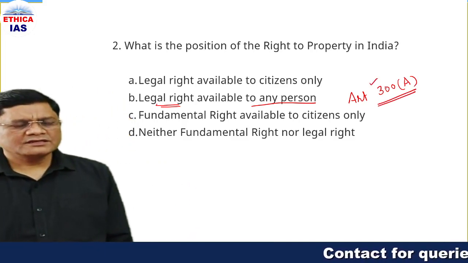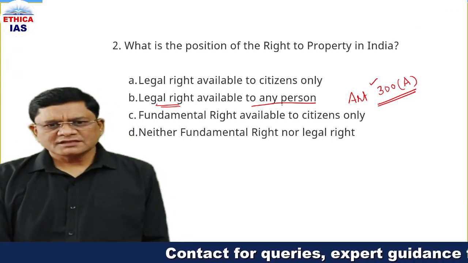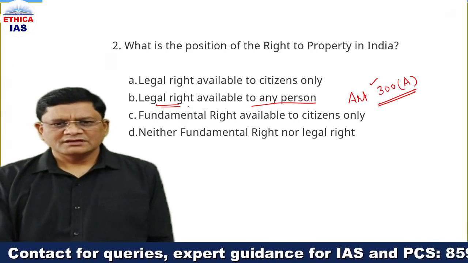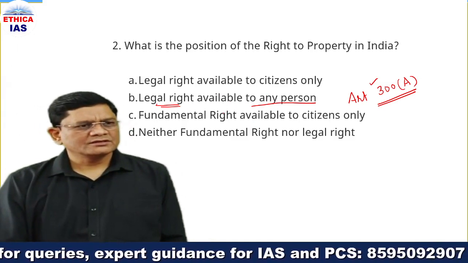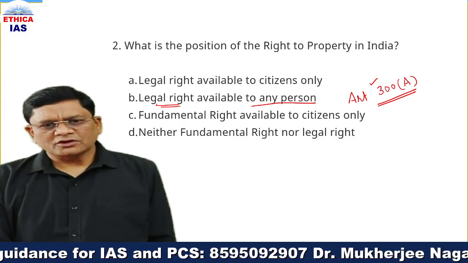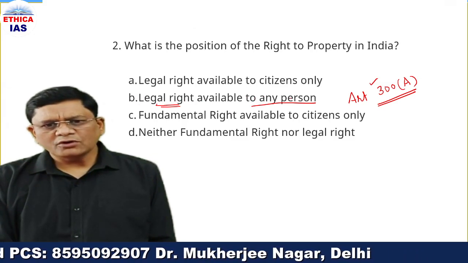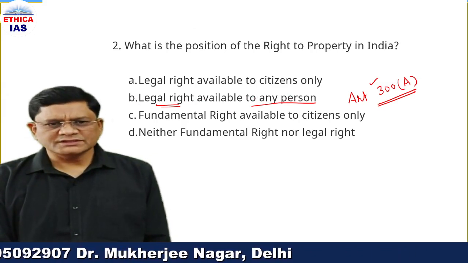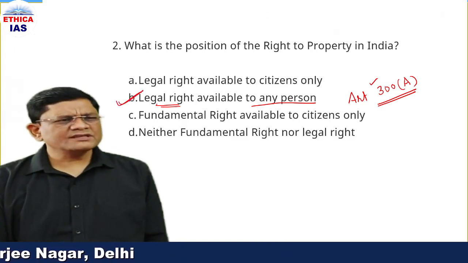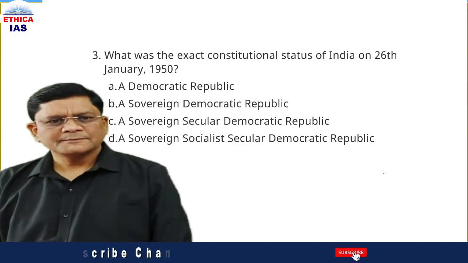This article is related to right to property, and it says that no person shall be deprived of the right to property without authority of law. So this right is given to all persons, not only to citizens. So the answer is B. Very simple question. It was a very easy question.